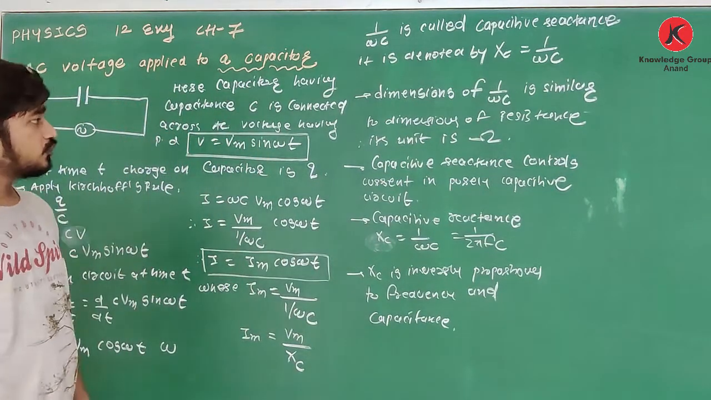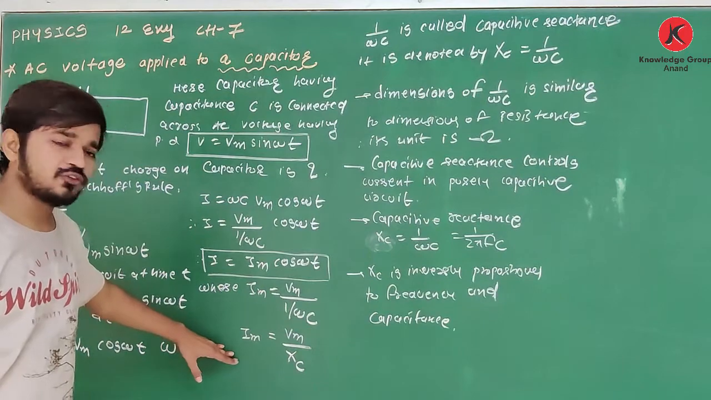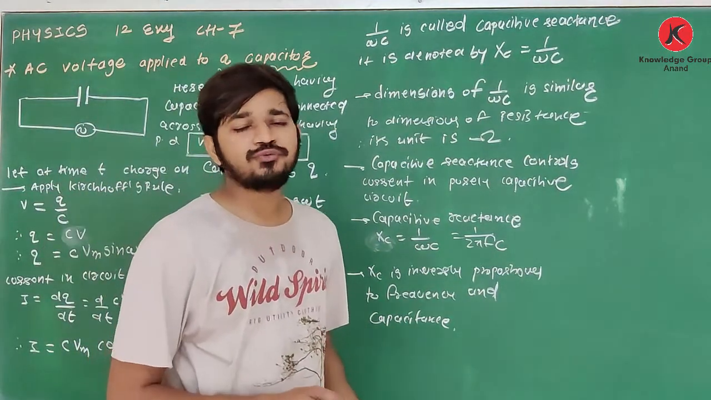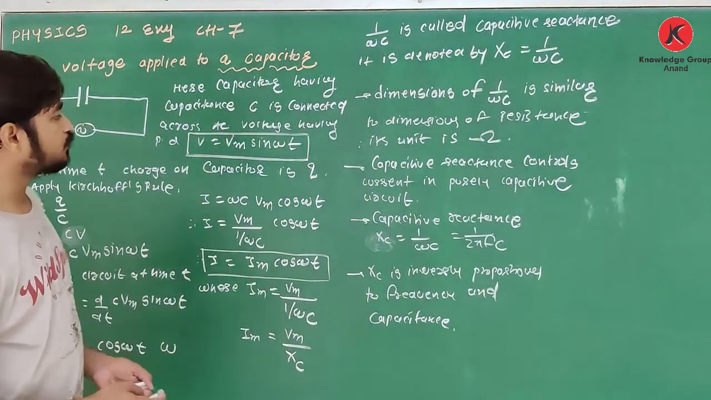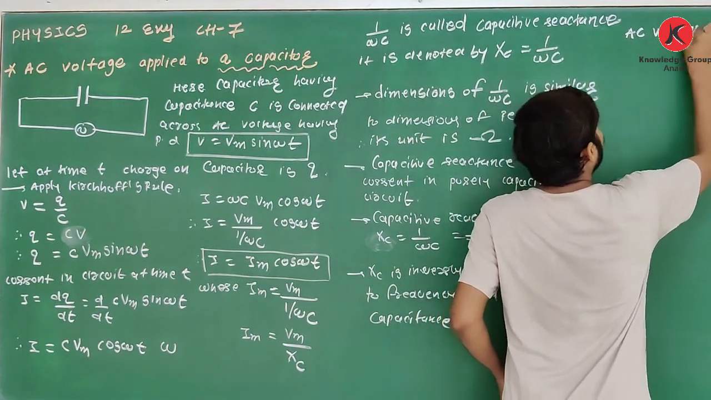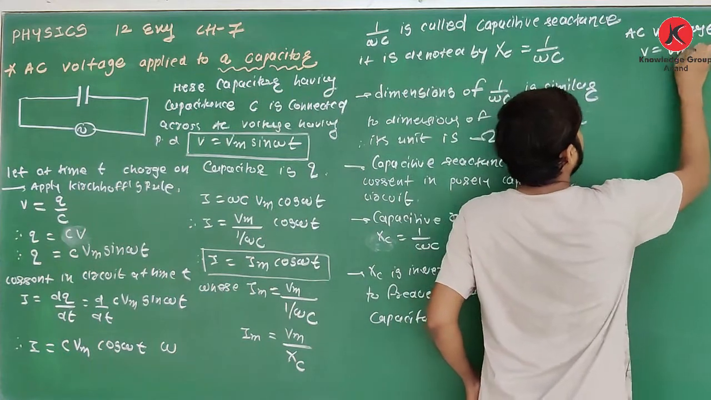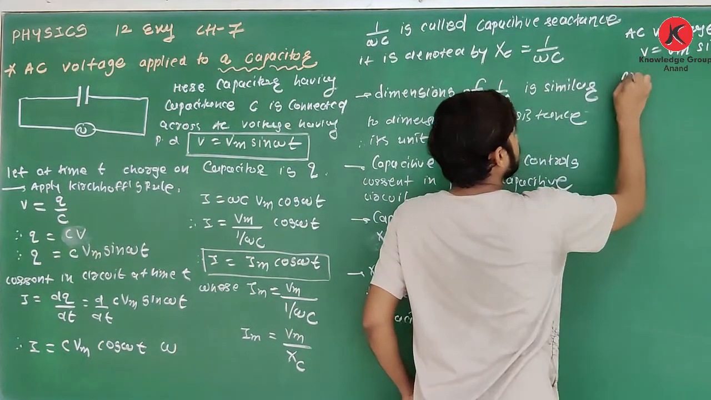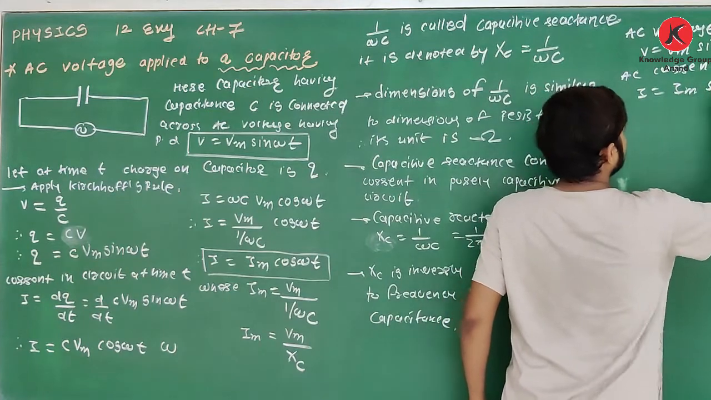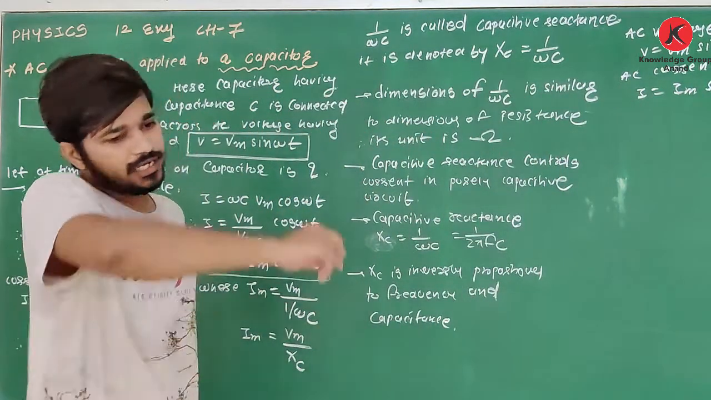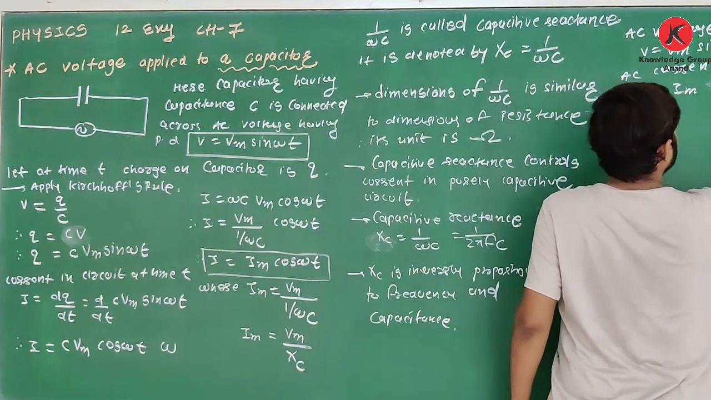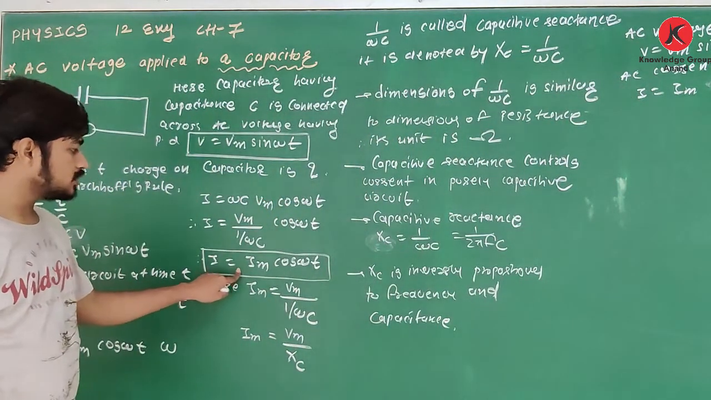Clear about this? Okay. So first we have to obtain the equation of current, then the equation of maximum current, then what is 1 upon omega c, its comparison. Now it's time to draw the graph of I and V versus t, and also find the phase difference between them. Here AC voltage V is equal to Vm sin omega t, and AC current I is equal to Im sin omega t, sorry, I is equal to Im cos omega t.